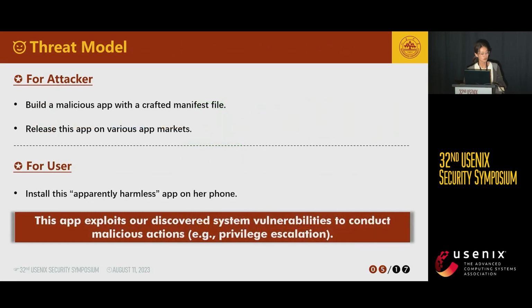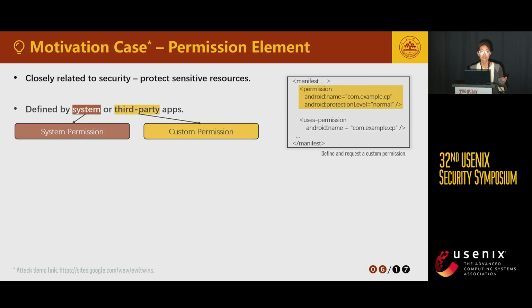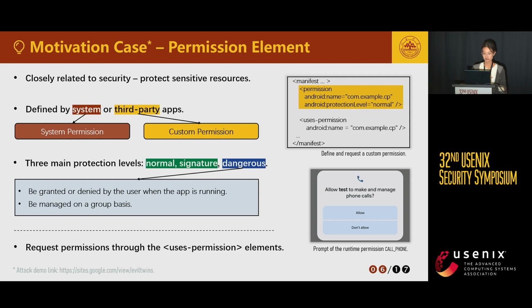Next is our threat model. We adopt a common threat model. The attacker builds a malicious app with a crafted manifest file and releases it on various app markets. The victim user may install this app on her phone, and when the app is running, it can exploit our discovered system vulnerabilities to conduct malicious actions. Our investigation shows that the security of manifests may affect the OS level.